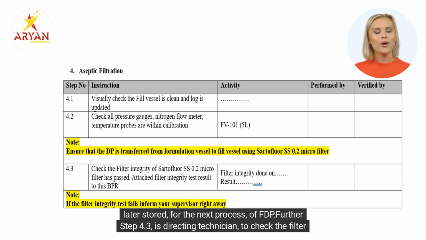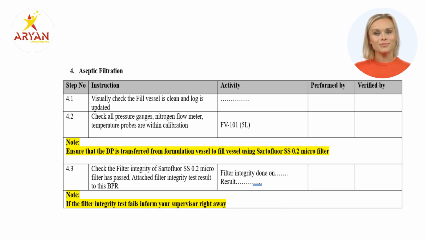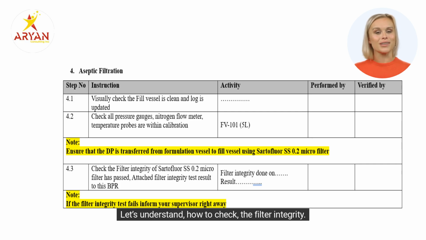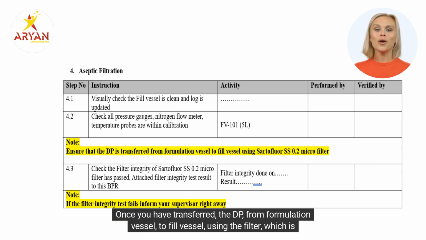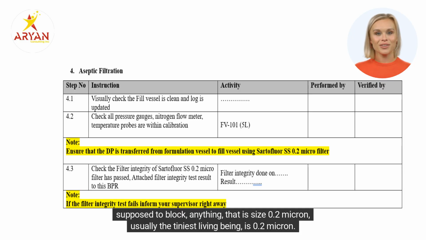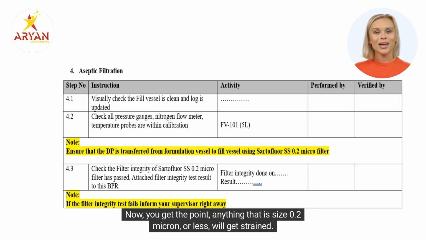Further step 4.3 is directing technician to check the filter integrity. Let's understand how to check the filter integrity. Once you have transferred the DP from formulation vessel to fill vessel using the filter, which is supposed to block anything that is size 0.2 micron, usually the tiniest living being is 0.2 micron. Now you get the point? Anything that is size 0.2 micron or less will get strained.